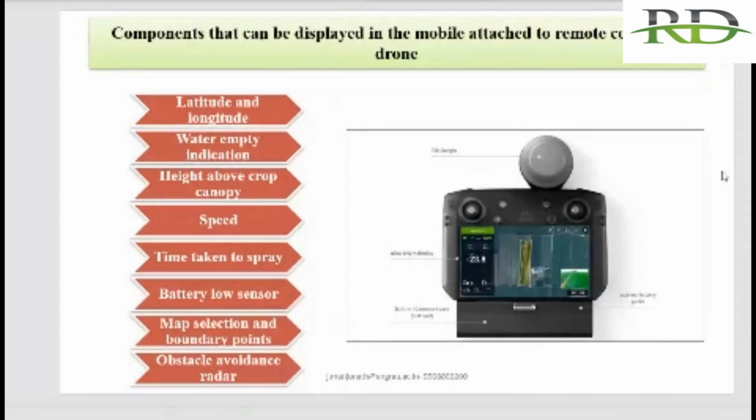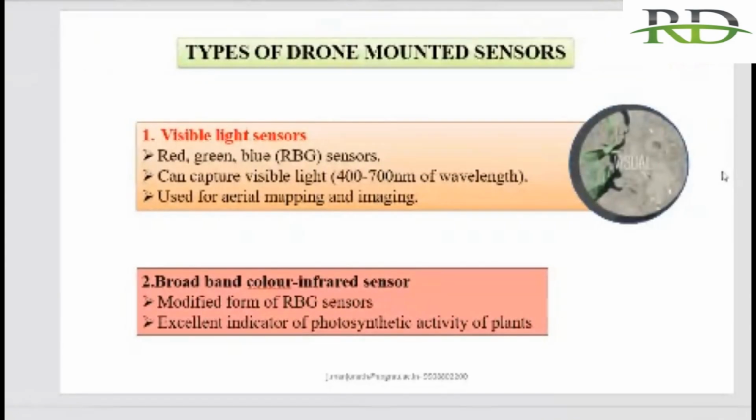Next slide, Krishna sir. Next. Sensors are very important. These are some sensors we can visualize. RGB sensors we can keep in a payload, and also broadband color infrared sensors. This is most important to indicate the photosynthetic activity of the plants. These are advanced sensors we are going to use. Already using, and also going to use. Next.